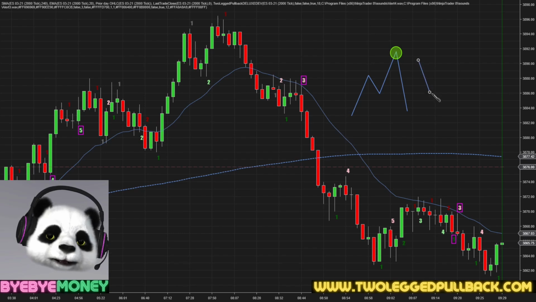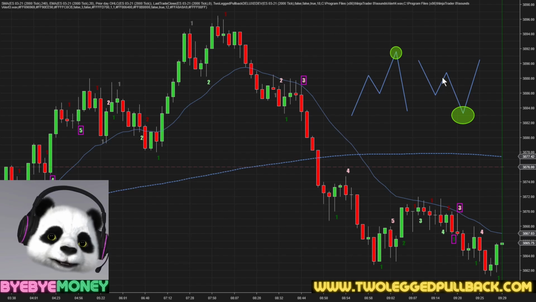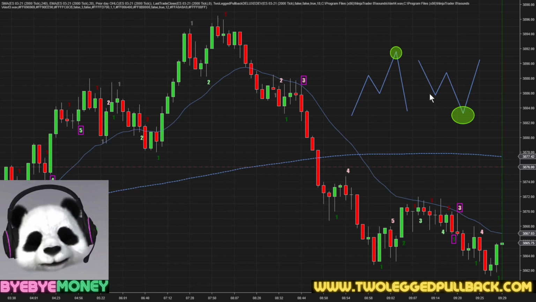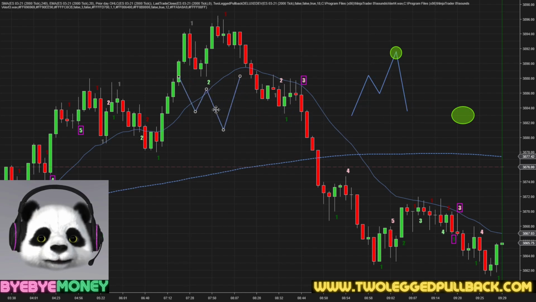We can also identify it like this, A, B, C, and on the next A leg, we would like to enter right here. And we like to find this setup in key areas such as moving averages, support resistance levels, trend lines, channels, and so forth. For instance, if I grab this two-legged pullback and place it right here, we can see that we have a two-legged pullback off the 20 EMA, and it was good for a scalp. And we like to scalp with this setup on the E-mini.